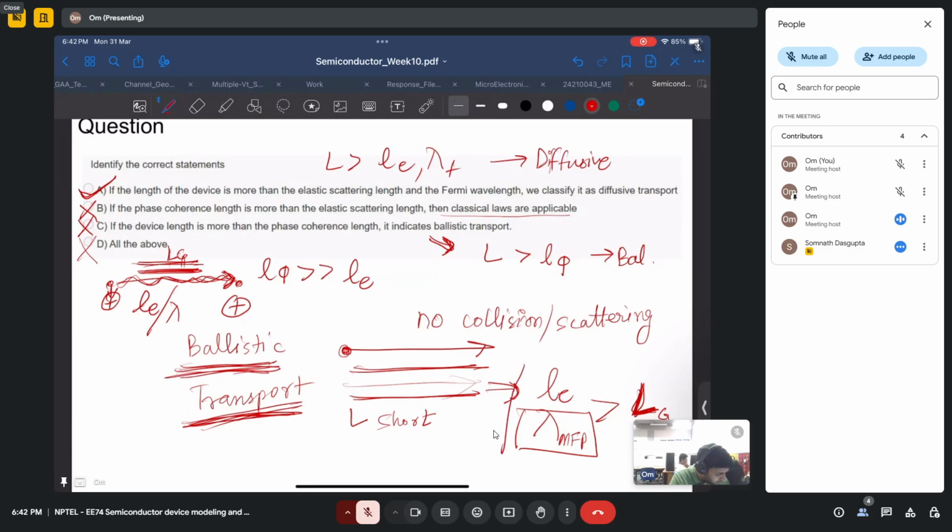Does this make sense? So basically, the mean free path, or this Le, is the distance covered by the electron before it collides with some scatterer again. That is the quantity defined by this Le or lambda. And if this quantity is more than the gate length, that means within this gate length there will be no scattering events.